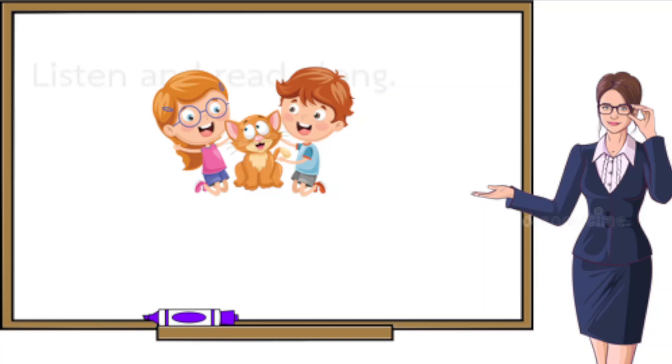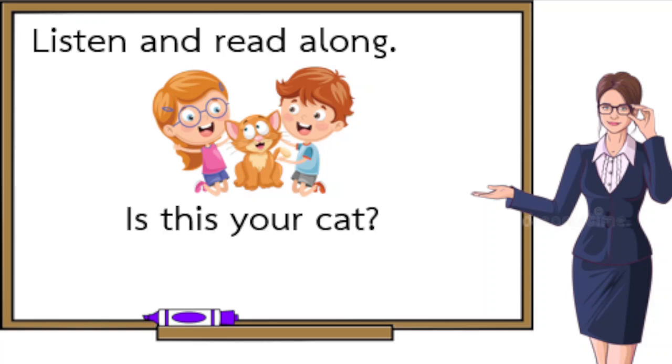Listen and read along. Okay, so this time we will read the story two times. Is this your cat? Yes, it is. Okay, again. Is this your cat? Yes, it is. Okay, so can you hear any words with the short a sound? Yes. What is it? Cat. Great. Next.